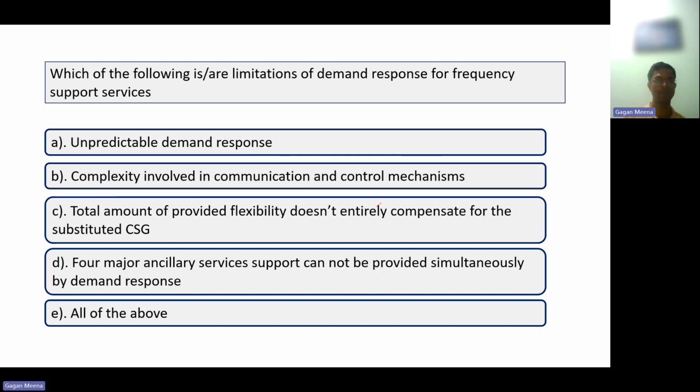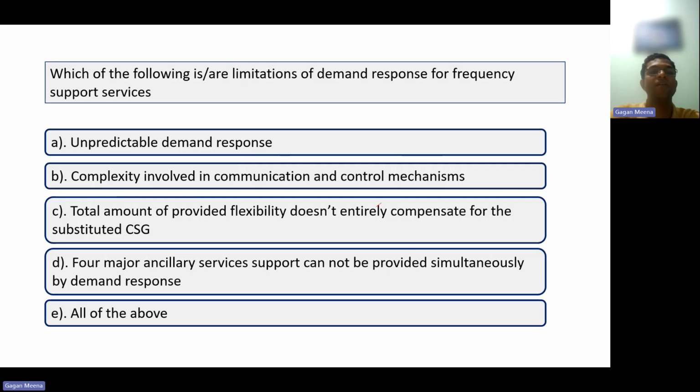So first is unpredictable demand response. Yes, we don't know because it depends upon the behavior of the consumers, and we don't know that. It's very unpredictable. We don't know whether they are going to respond to a particular price signal or not. We don't know whether the incentive which we are providing is sufficient for them to behave in a particular way. So it's quite unpredictable.